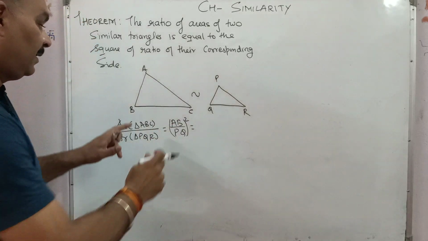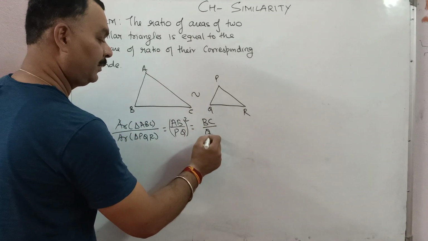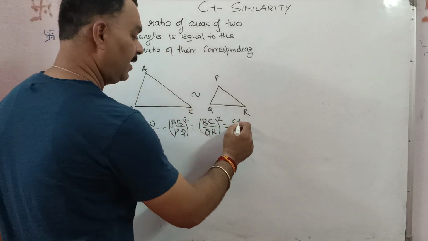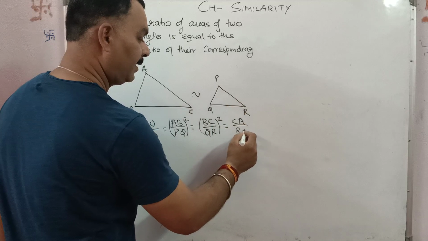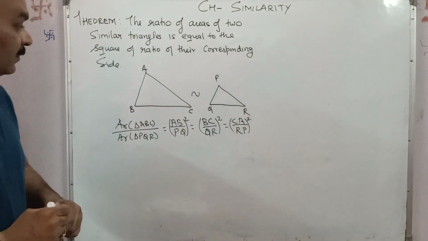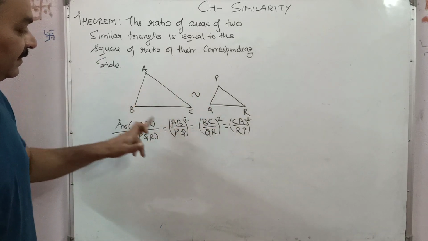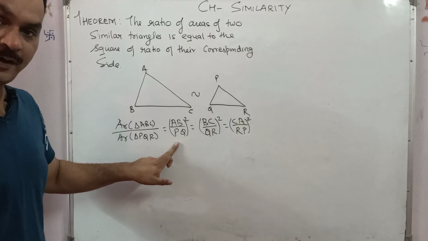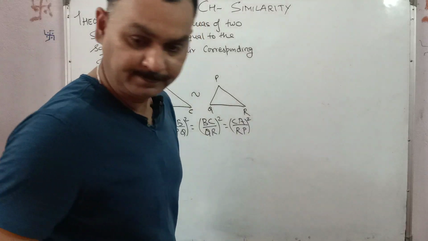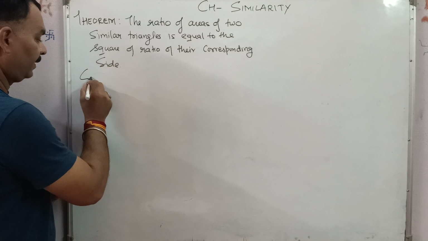It might be possible that in these two triangles BC and QR are given, so we can also write BC upon QR whole square, and the third side is CA and its corresponding side is RP, so CA upon RP whole square. So if these two triangles are similar, then the ratio of their areas is equal to the square of ratio of their corresponding sides. Now I will prove this theorem.